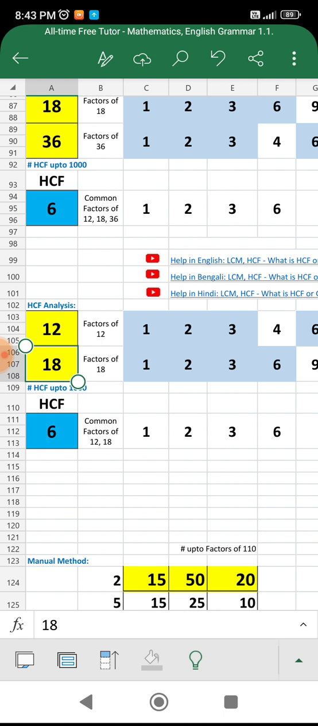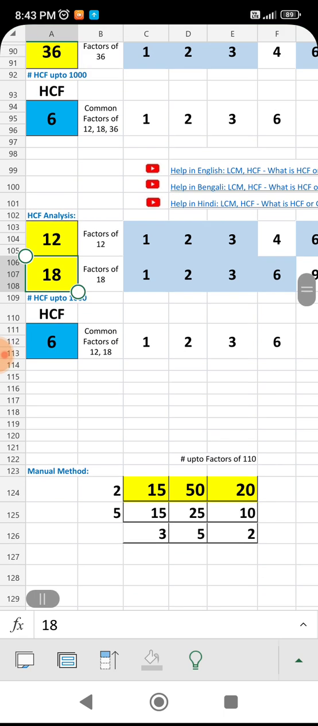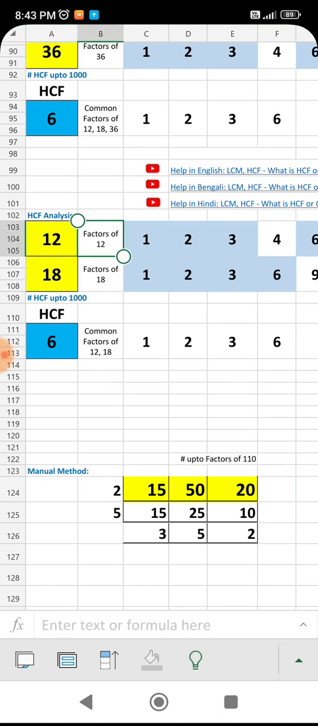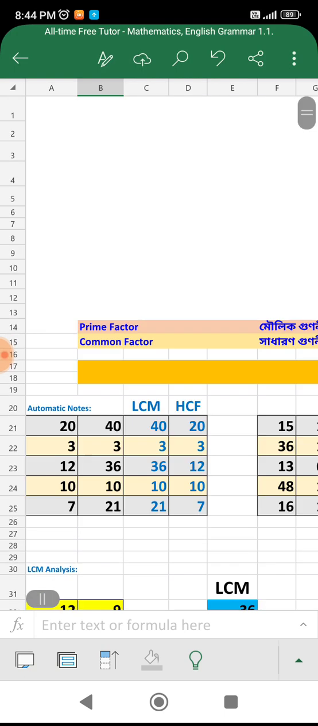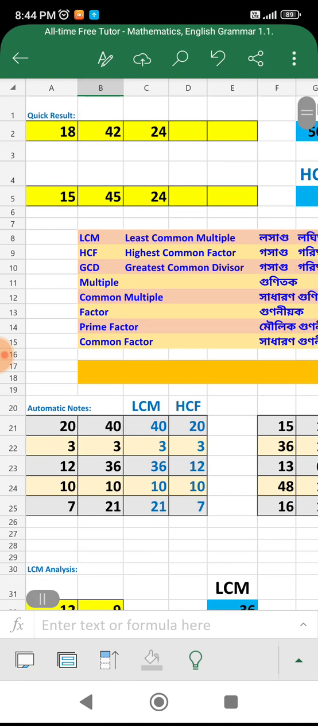First I am starting with two numbers: HCF between 12 and 18. First, what do we have to do? We have to calculate all the factors of 12. HCF, we have to know this term very well. HCF or GCD: highest common factor.